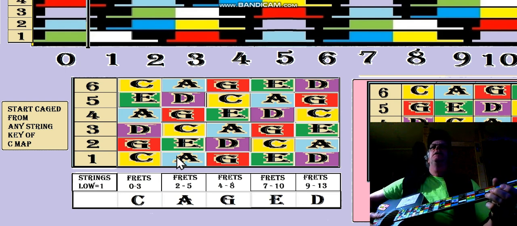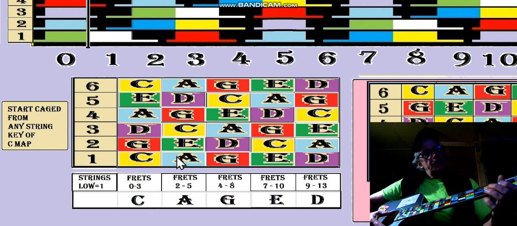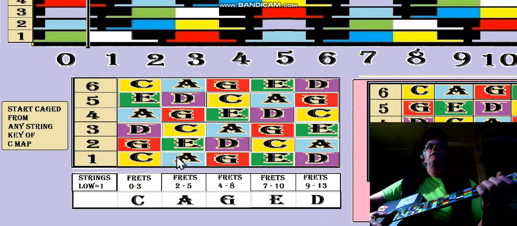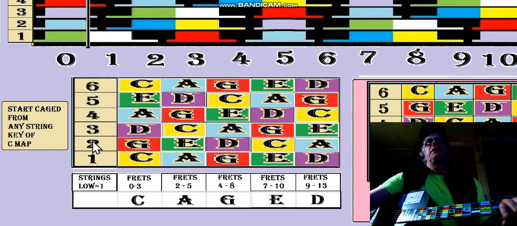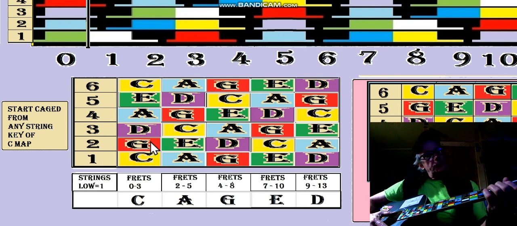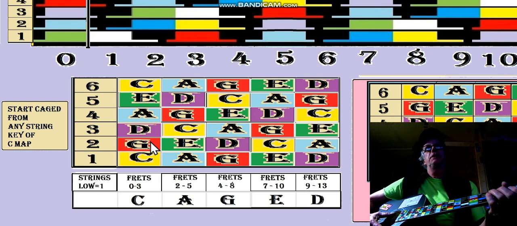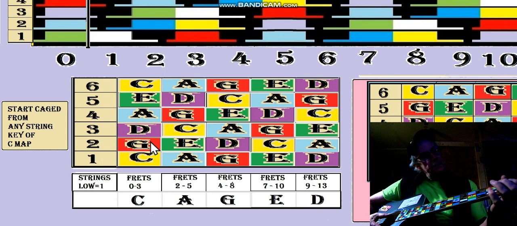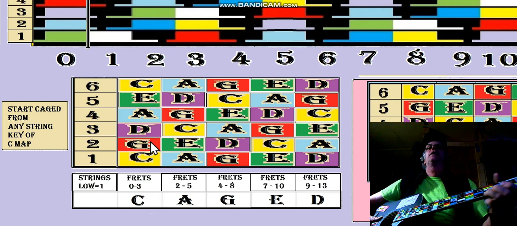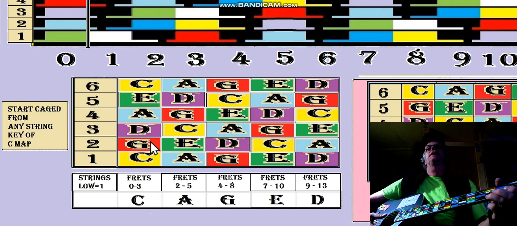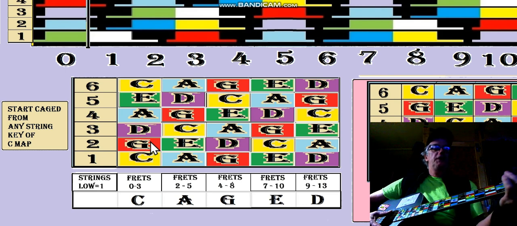That's a C shape from the first string. Now the C shape being 3, 4, 5, the D is 6, 7, root, because the G starts at 6, 7, root. So we do the G shape. I'm just doing the pentatonic because it's easier and you make fewer mistakes. But we could add the 7th instead of going 6, root. So that's G from the second string in the key of C.